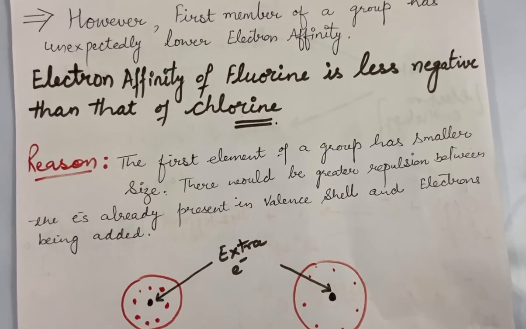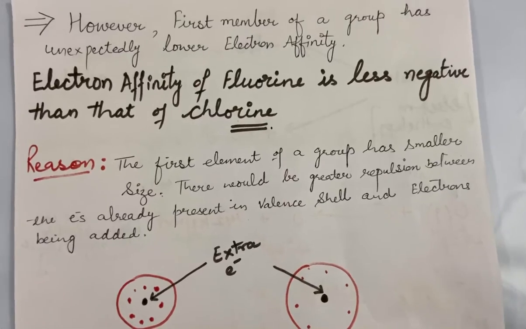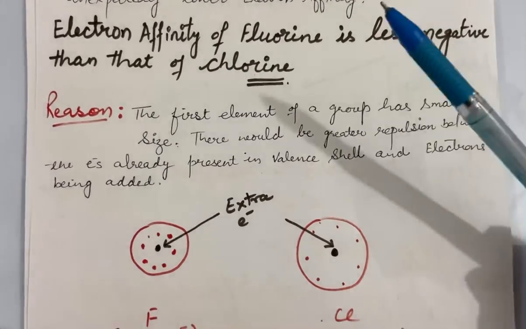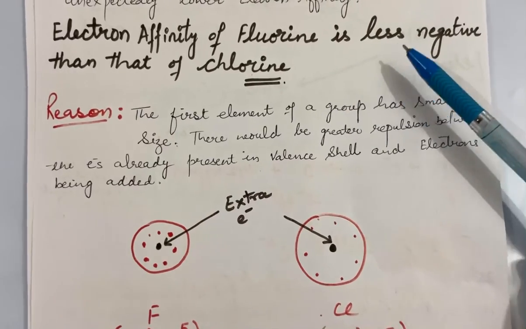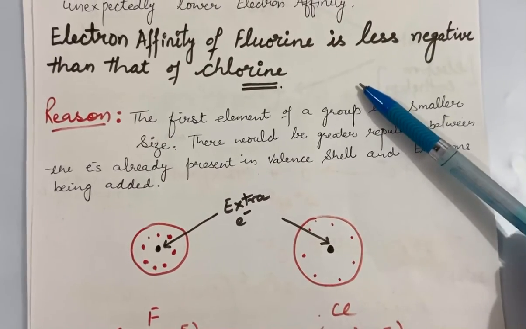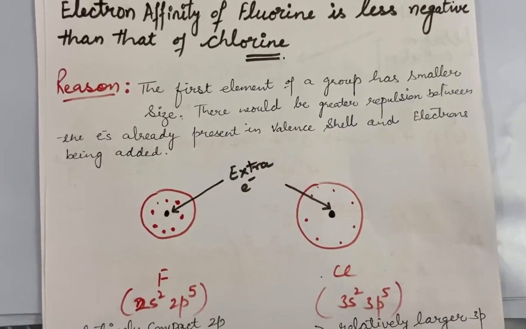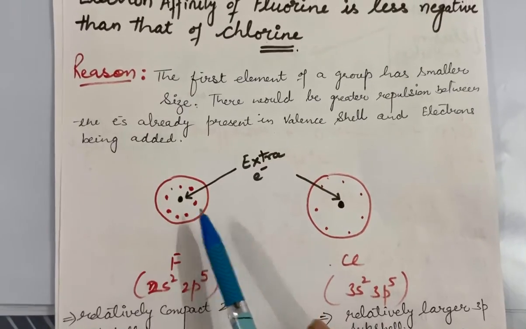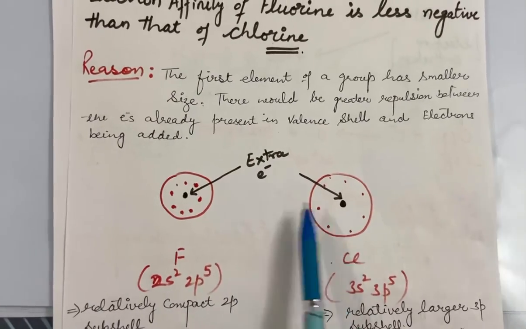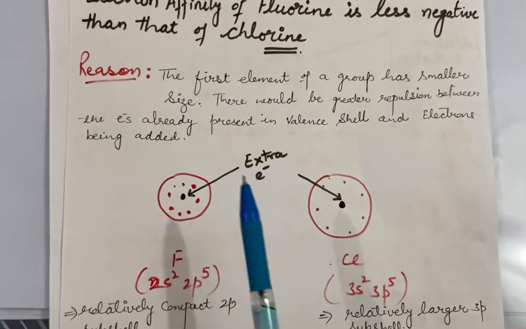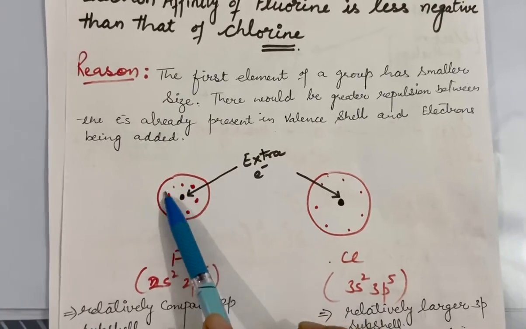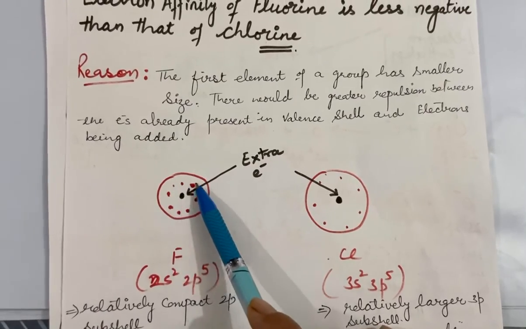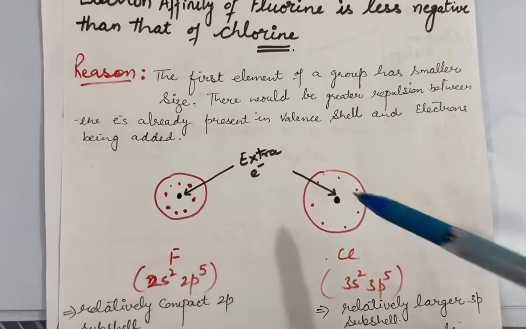Let us discuss this concept by taking the example of fluorine and chlorine atom. The electron affinity of fluorine is unexpectedly less negative than that of chlorine. What is the reason behind it? Here I have drawn imaginary atoms F and Cl. In the F atom, valence electrons are 7: 1, 2, 3, 4, 5, 6 and 7.